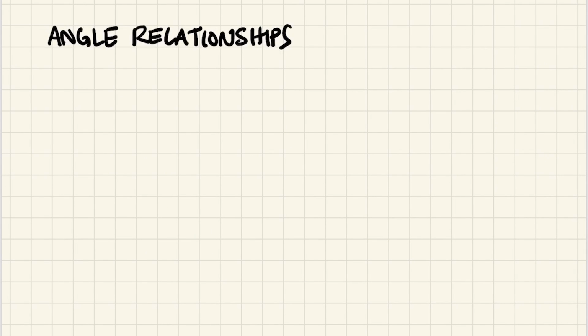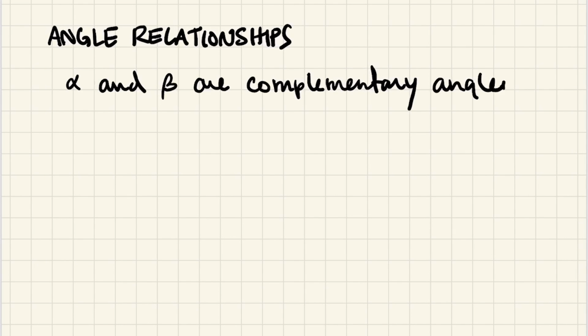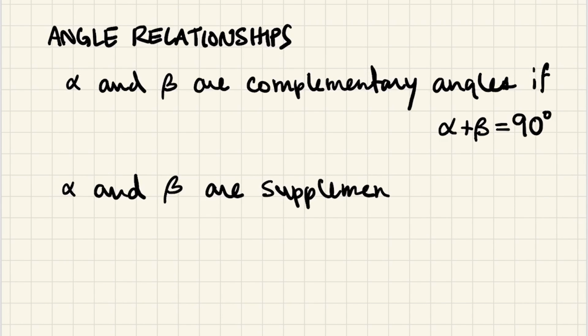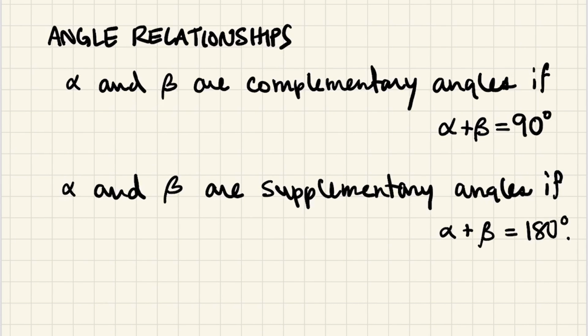All right, let's talk about two important angle relationships. We would say that alpha and beta are complementary angles if alpha plus beta add up to 90 degrees. And we would say that alpha and beta are supplementary angles if their measures add up to 180 degrees.